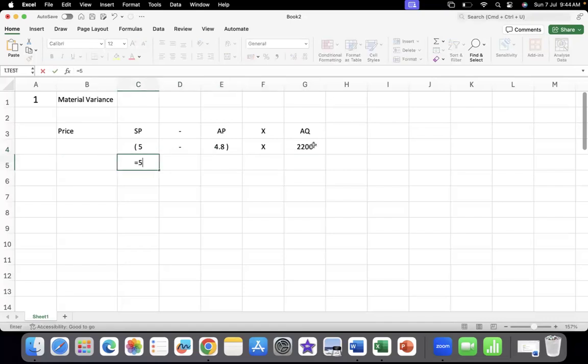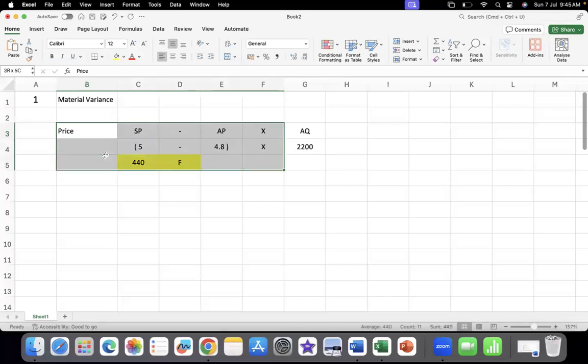That is going to give you an answer of your price variance. It could be 5 minus 4.80, and then you multiply it by 2200. And this would be your final answer. Now the question is, is this favorable or unfavorable? So just try to interpret it, don't just be dependent upon the signs of it. So you started with 5, you ended up paying 4.8. So that is a saving for you. This is a favorable variance.